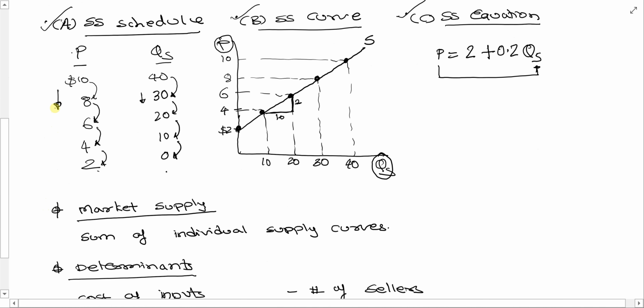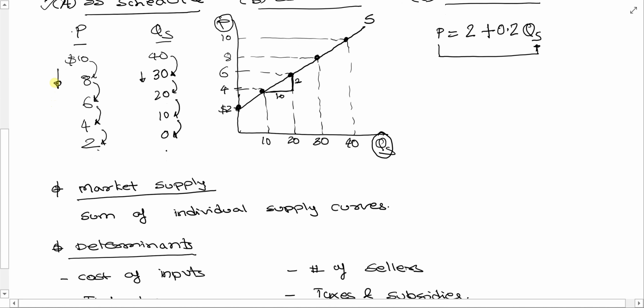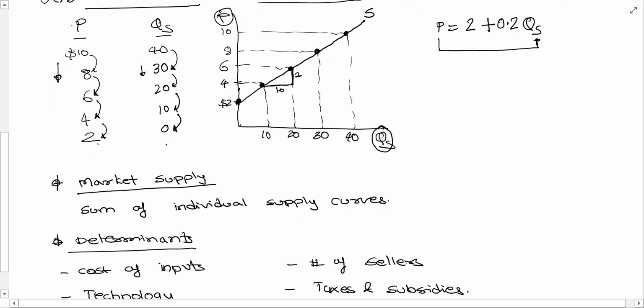Now, this is as far as the individual supplier is concerned. One can then think about how one comes about the overall market supply. And this would be a simple summation across all the individual supply curves. For example, let's say we have a price of 6, right?